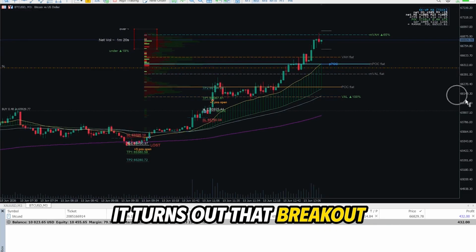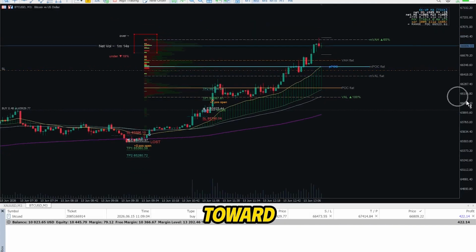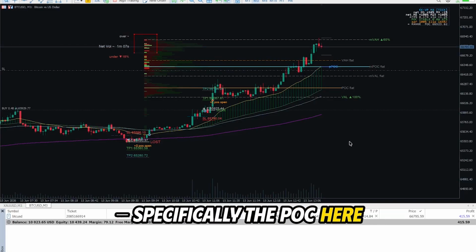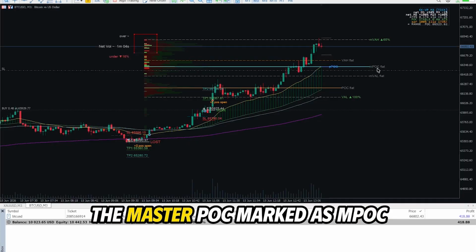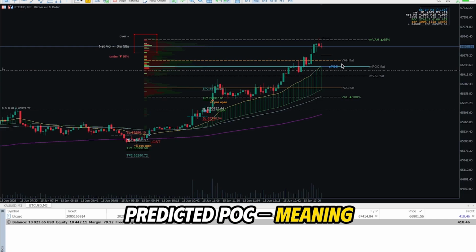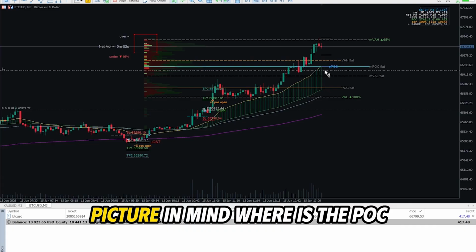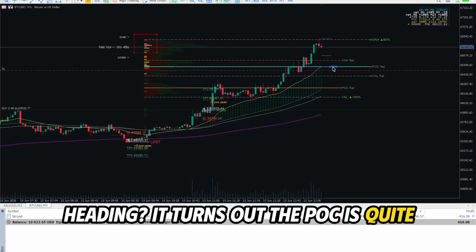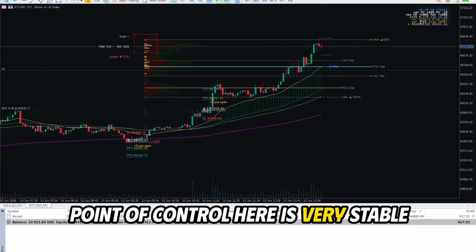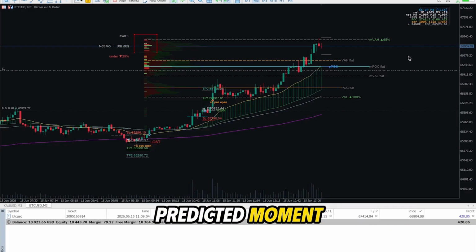it turns out that breakout opportunities deliver better long-term profit compared to counter moves back to the magnetic price attraction zone, specifically the POC. And once you get familiar, you'll see the master POC marked as NP, and the PPOC here stands for predicted POC, meaning the temporary predicted position over the next 10 candles. With this picture in mind, where is the POC heading? It turns out the POC is quite consistent, so you can see the point of control here is very stable with a difference that's almost zero between the current moment and the predicted moment.